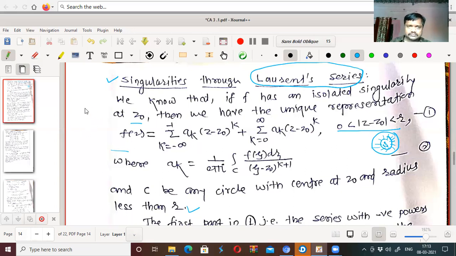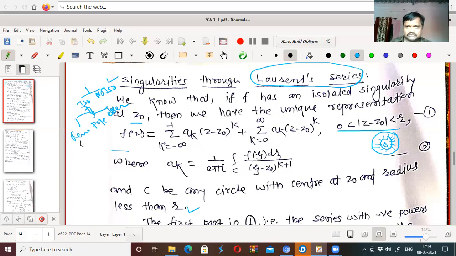We know what is meant by singularity. Then what types of singularities are there? Singularity means the point at which the function is not analytic, right? Then it has two types, isolated and non-isolated. And for isolated singularities, we have again three types: one, removable singularity, then pole, and then third, essential singularity. This is the classification of isolated singularities.